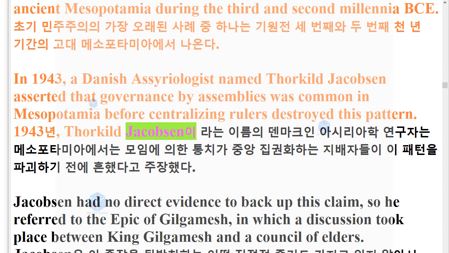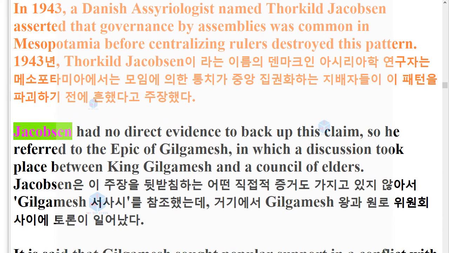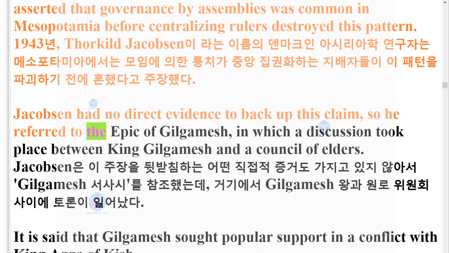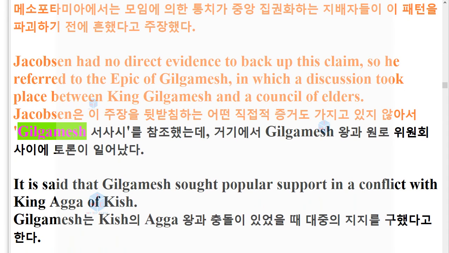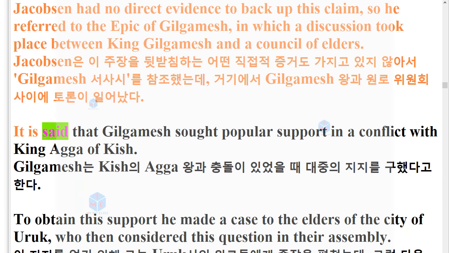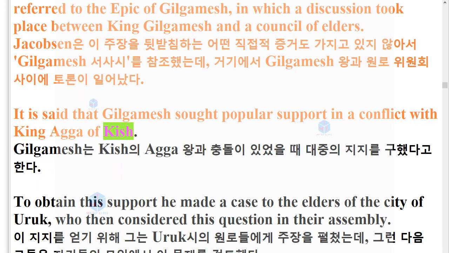Jacobsen had no direct evidence to back up this claim, so he referred to the Epic of Gilgamesh, in which a discussion took place between King Gilgamesh and a council of elders. It is said that Gilgamesh sought popular support in a conflict with King Aga of Kish.